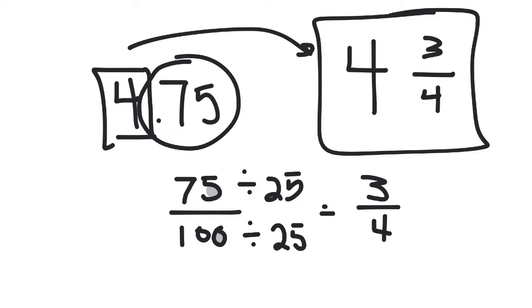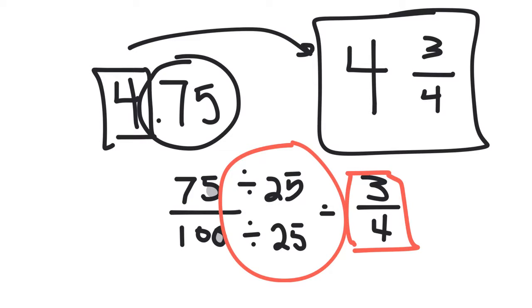Now, if you didn't see this 25 right off the bat, that's okay. If you divided them both by 5, you would have just gotten to a fraction where you just needed to divide it by 5 one more time, but you still would have gotten to this 3/4. So it's all good as long as we get to our final simplified version. And that's an easy way to look at converting decimals into fractions.